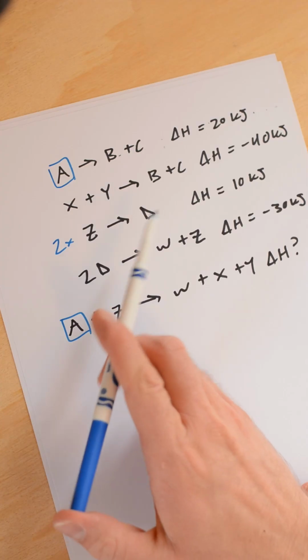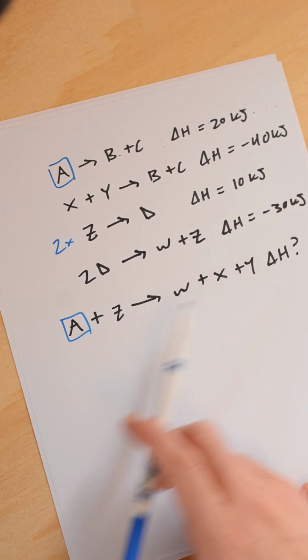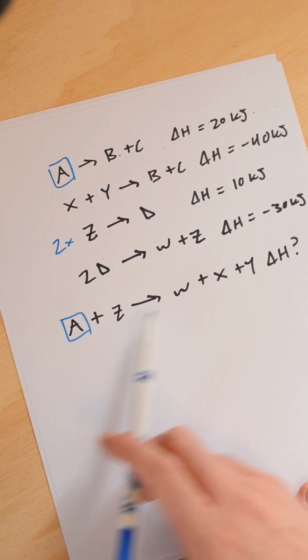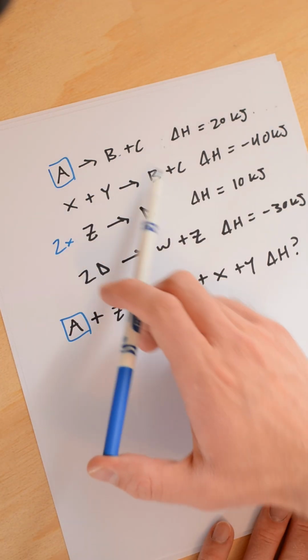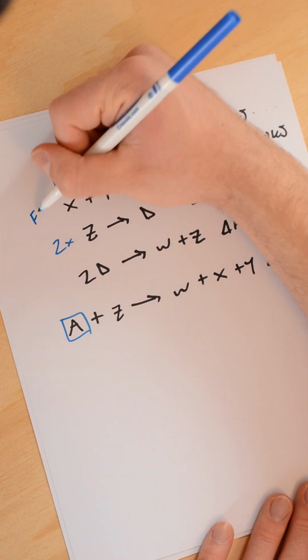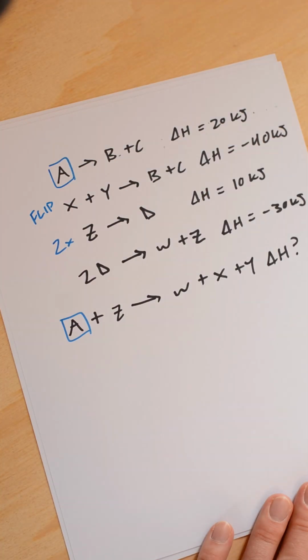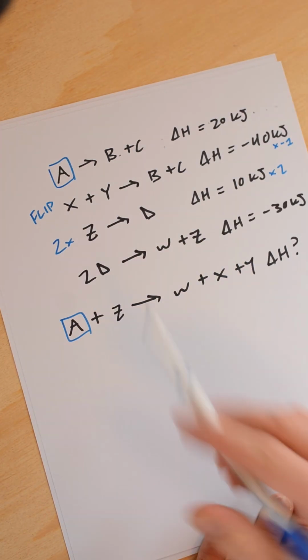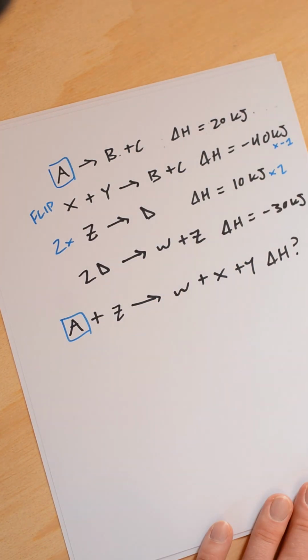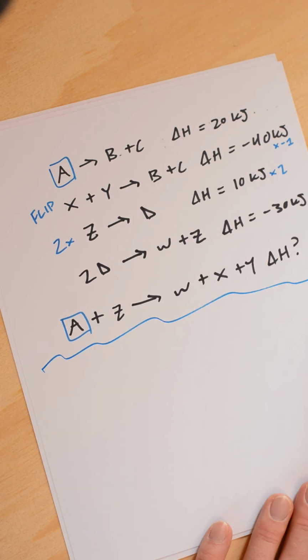Okay, let's see what we have so far. Oh, let's add one more step. B and C, I don't have them in my final goal here. So let's cancel these right away. I want to keep A on the left, so I won't change this one. I'm going to flip the second one. Remember, if I flip it, I multiply the enthalpy by -1, and this one I doubled, so I'm also going to multiply the enthalpy by 2. We didn't double anything in the last problem, but we talked about it, and we're going to do it this time.